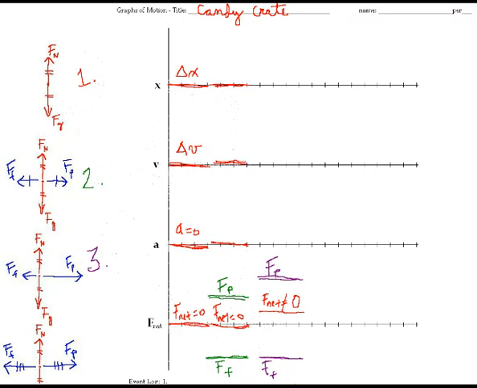So this one will accelerate, and the acceleration will be proportional to the net force. So A will be proportional to the net force, and it's not equal to 0. So that means that we'll increase our velocity something like that. And our distance, since we're accelerating, will be a little bit of a curve like that. So we do have a change in position now, and we do have a change in velocity.